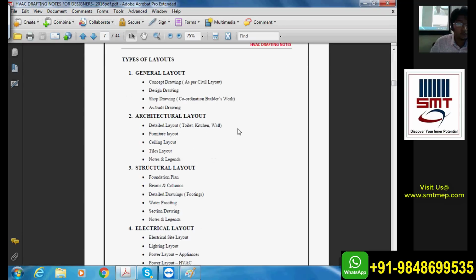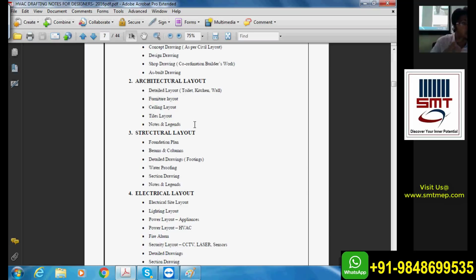These are general layouts. After that, you have an architectural layout, which contains most of the furniture layout, the ceiling layout, the tiles layout, and so on. Highlight that one. Furniture layout, detail layout for toilet, kitchen, and wall, until tiles layout, and everything will have its own notes and legends.